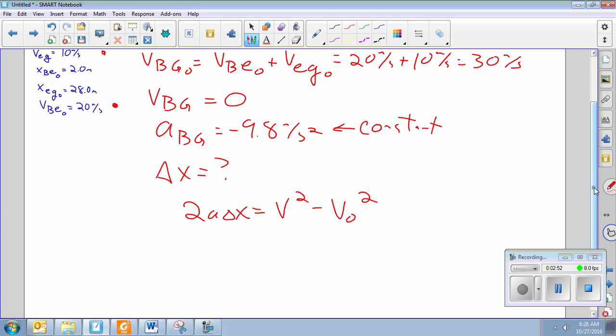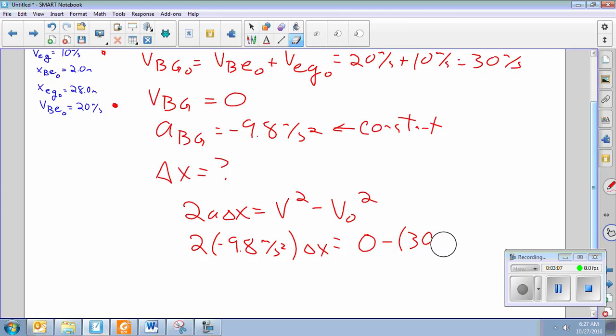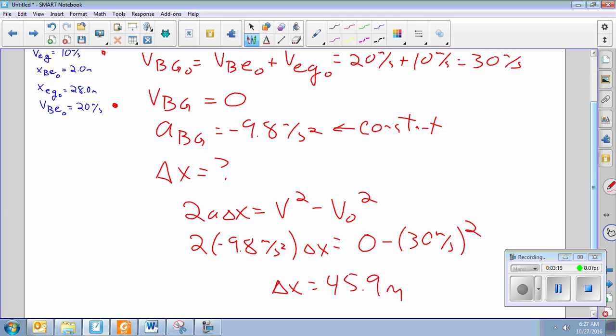So plug in your numbers. You get 2 times negative 9.8 meters per second squared times the displacement equals v squared, which is going to be 0 at the top, minus 30 meters a second. Don't forget to square it and solve it. And your displacement turns out to be, not 75.9, it turns out to be 45.9 meters. I almost goofed there. All right.